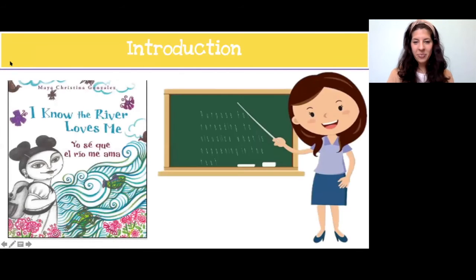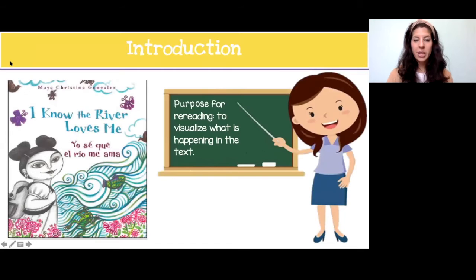So today, we are going to reread I Know the River Loves Me. And our job when we reread is going to be to visualize what is happening in the text. So we're going to use all we know about visualizing. Remember that chart that we just looked at? Picture it, using all 5 of our senses to visualize what's happening in the text.